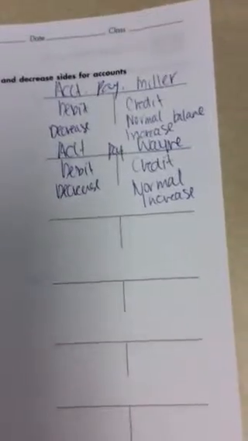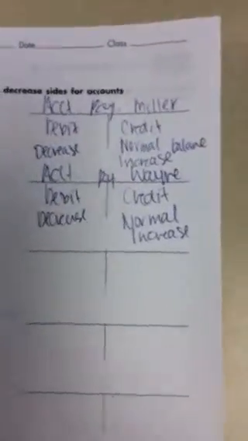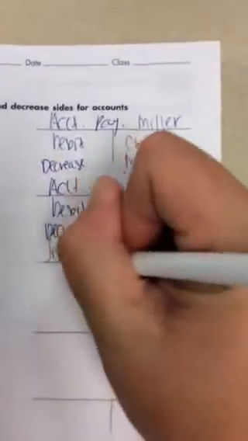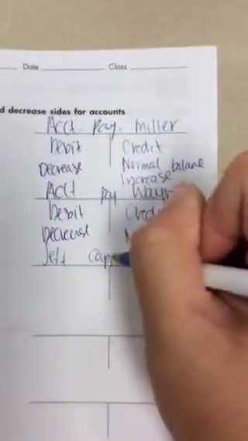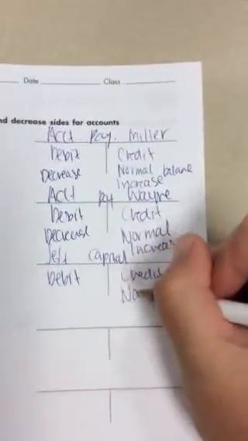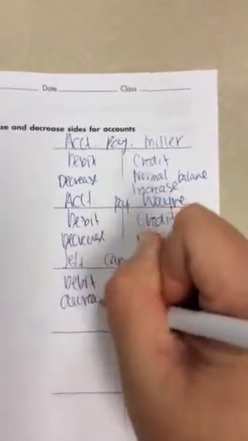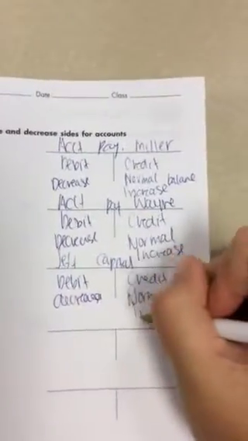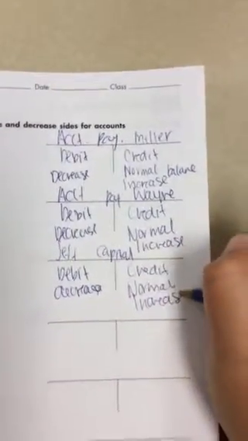And last one, we have our capital for Jeff Dixon. So again, we're going to put Jeff, capital, debit on the left, credit on the right. We know since it's an owner's equity, we're going to put it on the credit side for our normal balance. We know we're going to decrease our debit and increase our credit.